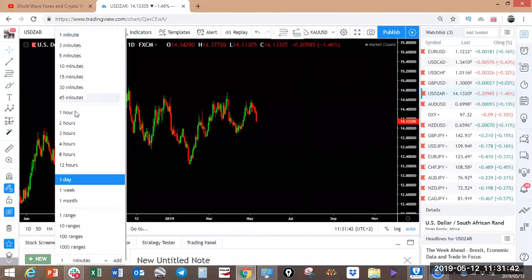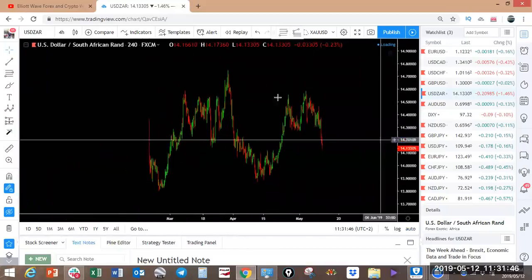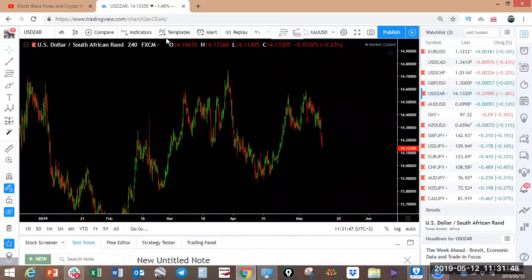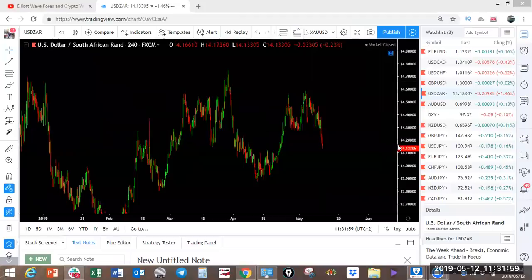Look for corrective structures in the lower degree. So I was even looking at this possibility that this was going to do this and push higher. That has already been invalidated. Now you look for this to come and retest the low here. That's US dollar ZAR and concludes all the US dollar pairs. Now let's look at the yen pairs.